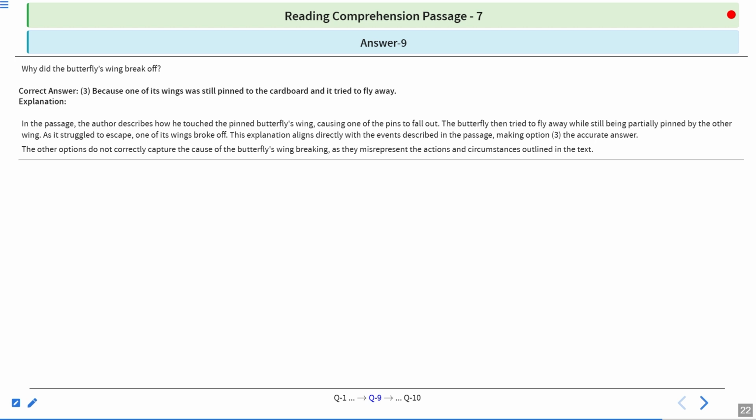The author describes how he touched the pinned butterfly's wing, causing one of the pins to fall out. The butterfly then tried to fly away while still being partially pinned by the other wing. As it struggled to escape, one of its wings broke off. This explains and aligns directly with the events described in the passage, making option 3 the accurate answer. The other options do not correctly capture the cause of the butterfly's wings breaking, as they misrepresent the actions and circumstances outlined in the text.